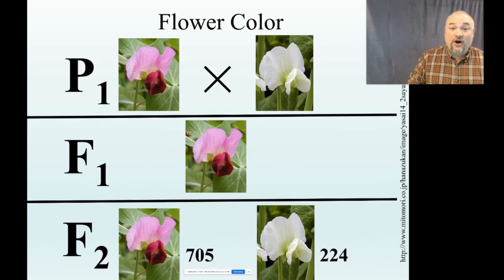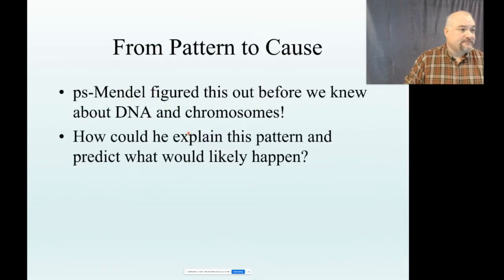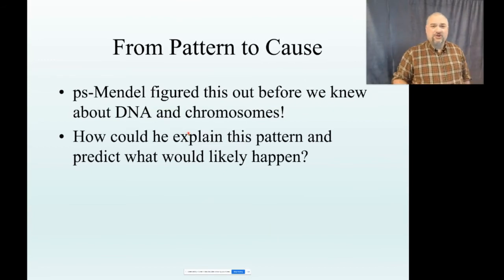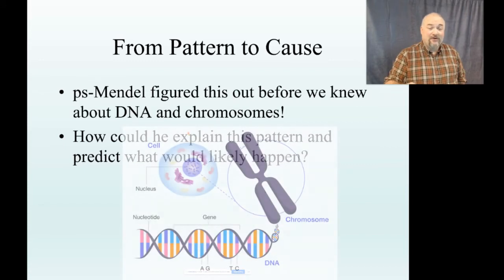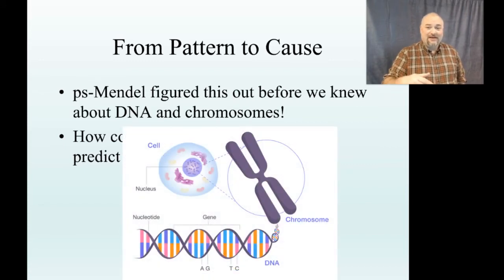So let's take a look at how this maybe happened. Okay, so he found this pattern, but the next question is, if I do this, sometimes I get all of one and none of the other, but if I cross them again, I get like a 3 to 1 ratio on the 2 phenotypes, what they look like. We've talked about that in the vocab already. He didn't have that terminology quite yet. Interesting fact, Mendel figured all this out before we knew about DNA and chromosomes. Remember Watson and Crick, that was the 1950s.